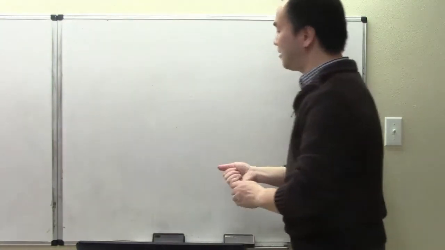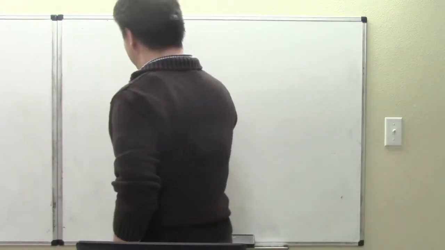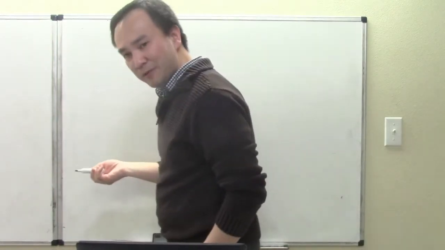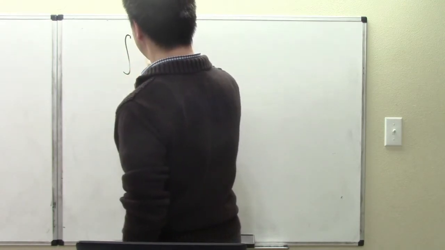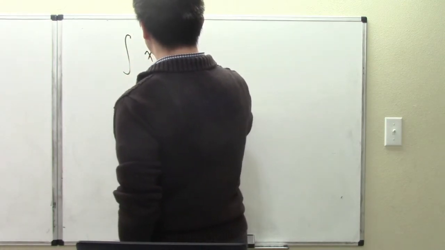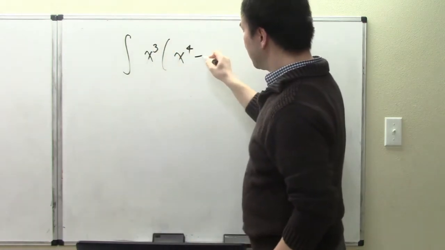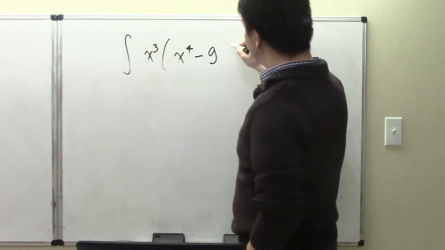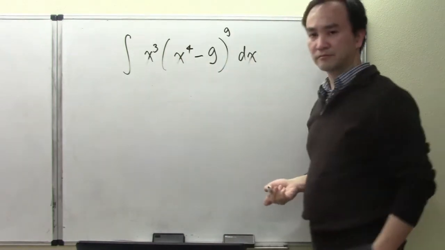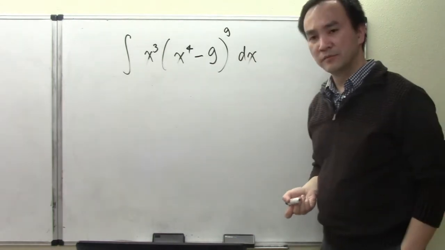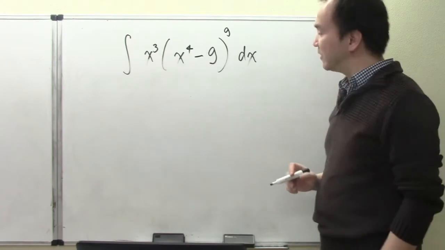All right, so now let me introduce a problem. Allow me to introduce this problem simply as an indefinite integral problem. So let's look at the problem as following. How about x cubed times, in parentheses, x to the 4th minus 9, to the 9th power, dx? Something like that. Hopefully it's clear enough on my board to anyone reviewing the video lesson.